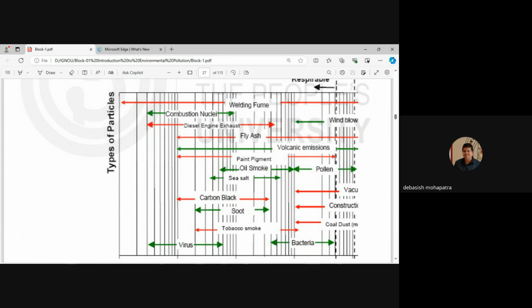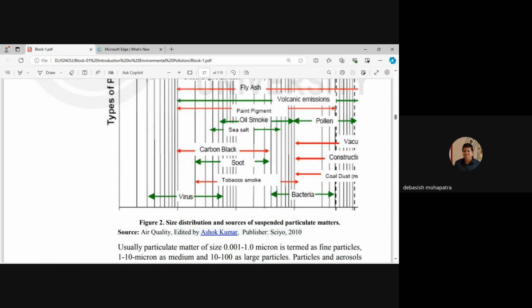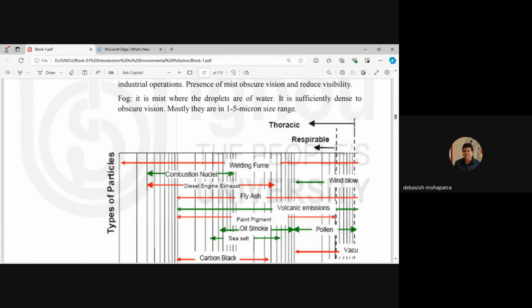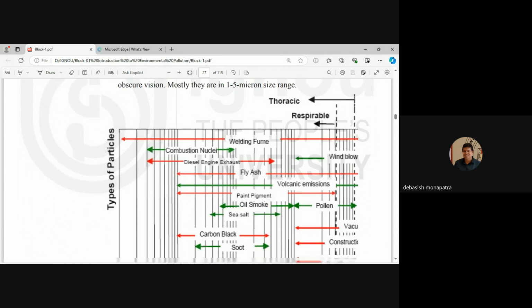So this is the overall distribution. It gives all the different types of particles found in air, according to their size.